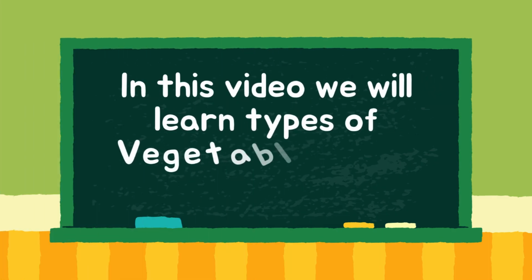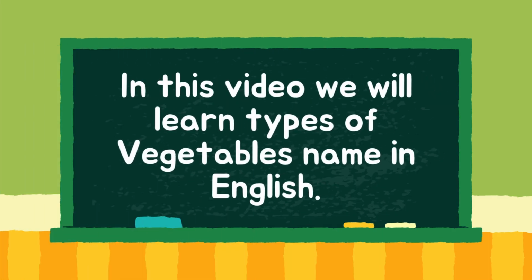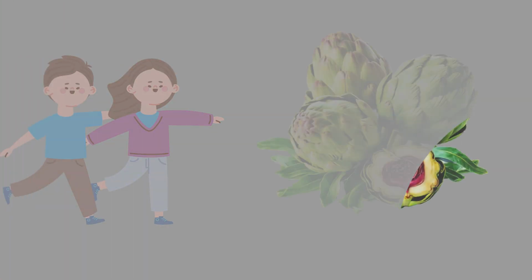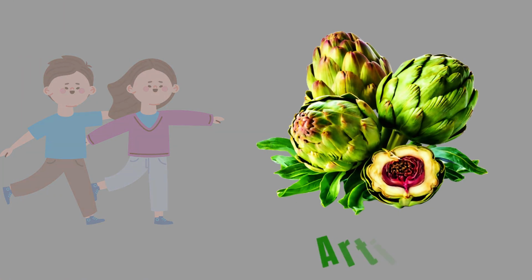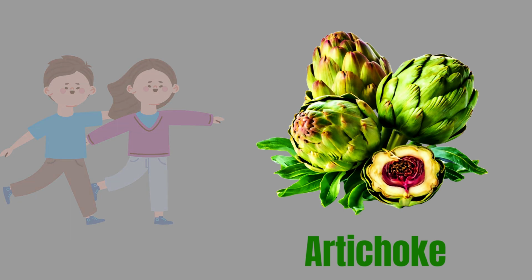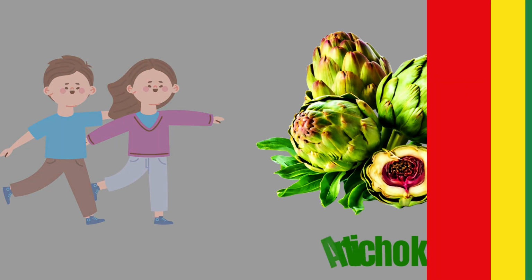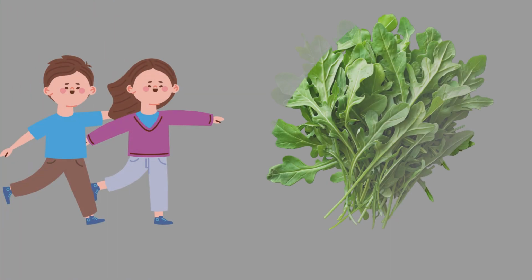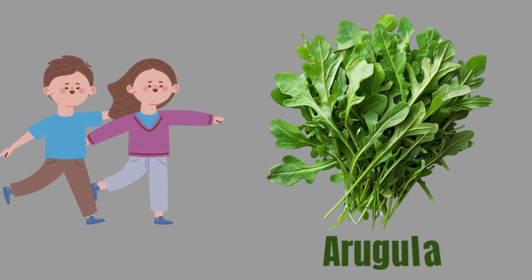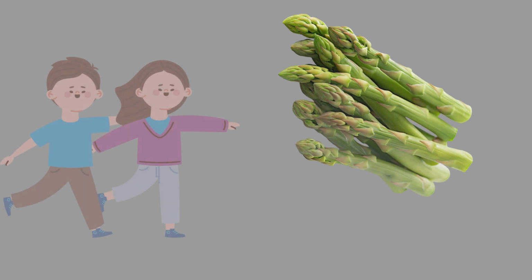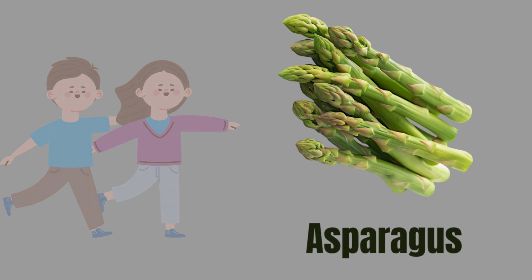In this video we will learn types of vegetables name in English. Artichoke. This is artichoke. Arugula. This is arugula. Asparagus. This is asparagus.